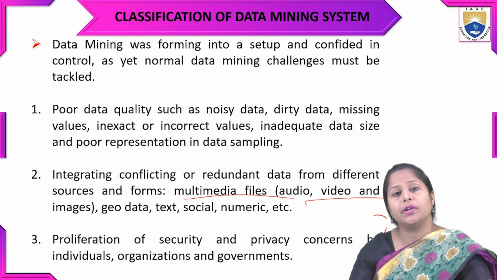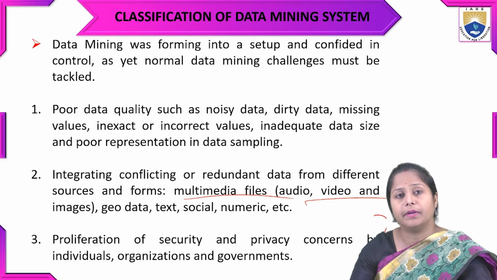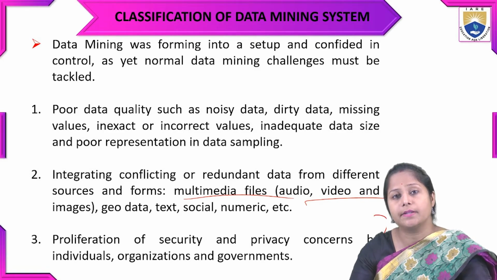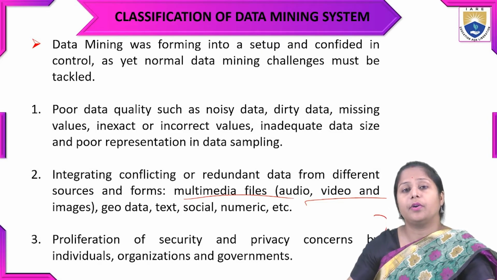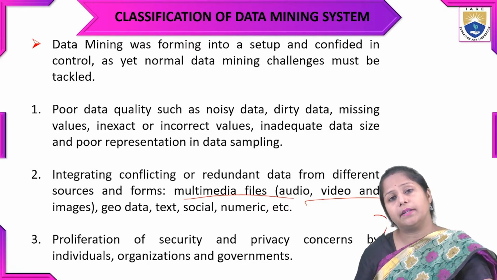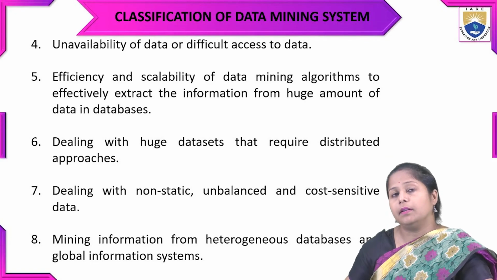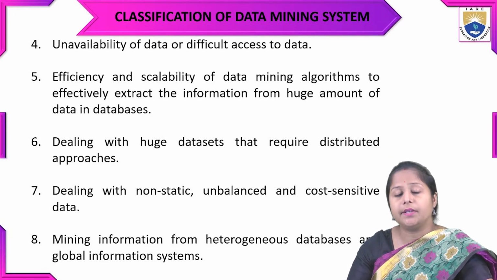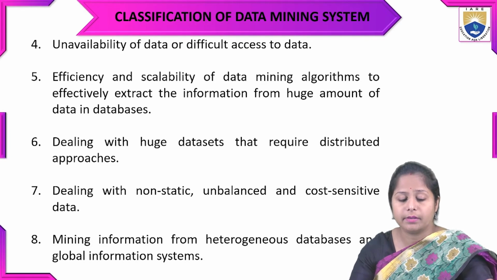Next is the proliferation of security and privacy concerns by individuals, organizations, as well as governments. So that will be the security issue for the data. There will be a privacy issue for that, by individuals, by organizations, and by governments also. Now, the unavailability of data or difficult access to the data. It will be a very difficult process to go for that unavailable data.